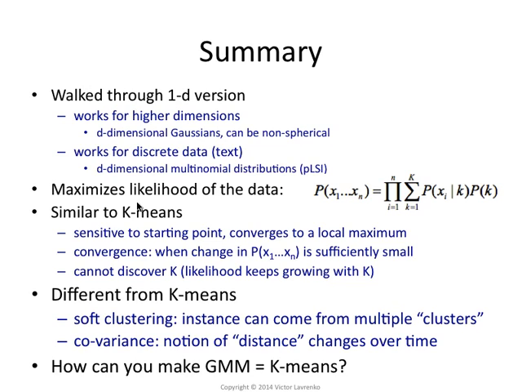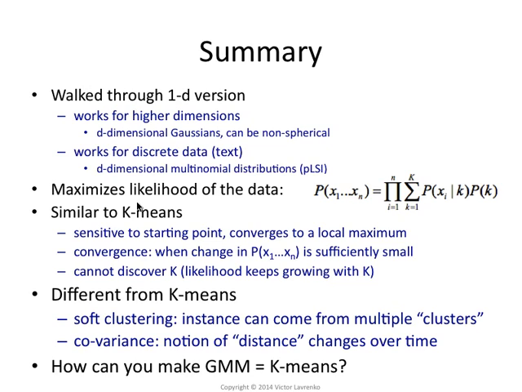Let's summarize. We talked through the 1D version of EM, and in both of our examples, we looked at real-valued data, where you use Gaussians. If you had discrete data, data like text, you would not want to use Gaussians. You would want to use different distributions. So you would want to use multinomials, and there are variants of these mixture model algorithms that use multinomial distributions. So PLSI, for example, is quite popular for modeling text.